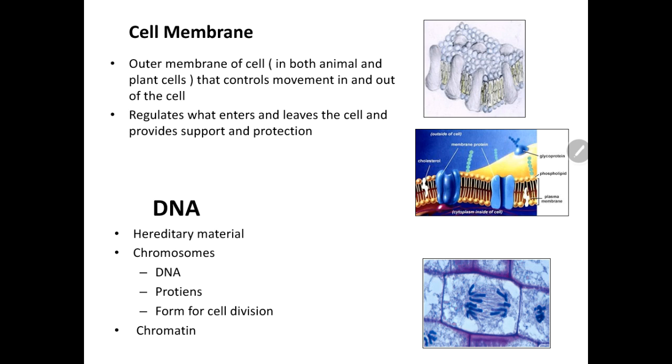Cell membrane. Outer membrane of cell in both animal and plant cells that controls movement in and out. Cell membrane is in both plant cell and animal cell. The cell wall is only in plant cell. DNA. Hereditary material, chromosomes, DNA, proteins form chromatin fibers.